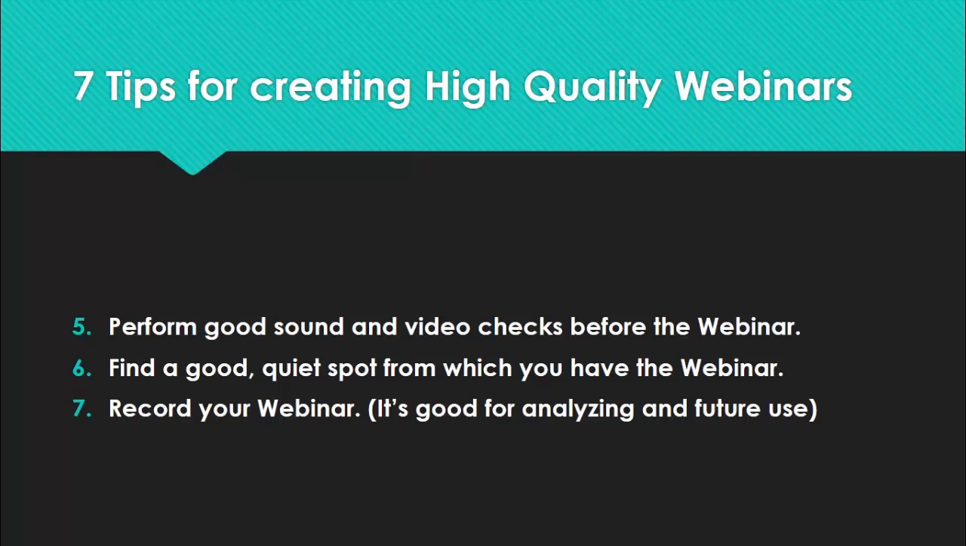The sixth tip would be to find a good quiet spot from which you have the webinar. For example, a very good room where you can talk, where nobody will disturb you. That would be a very good idea. Somewhere where the sound doesn't have echo or things like that. But the most important thing is for other people not to interrupt or disturb you, or someone to pass behind your back and his phone to start ringing, things like that. So you need to find a good quiet spot.